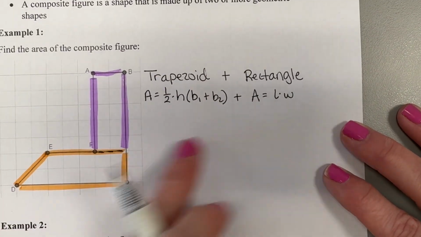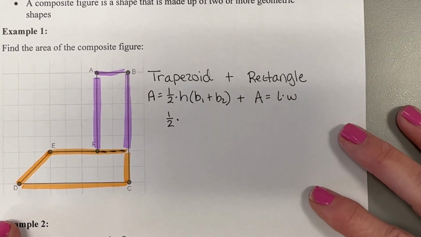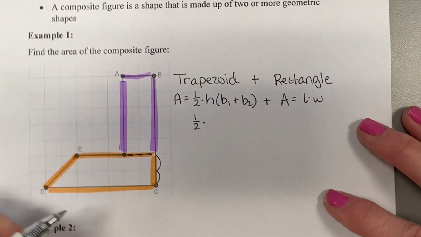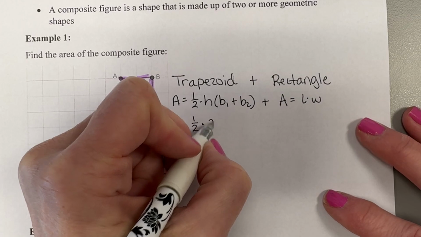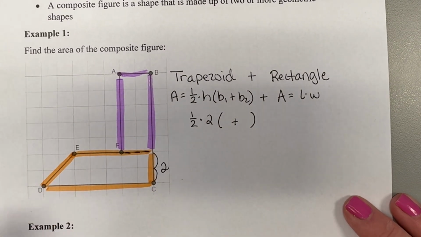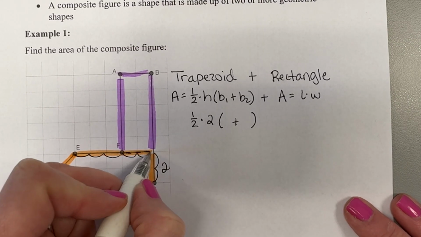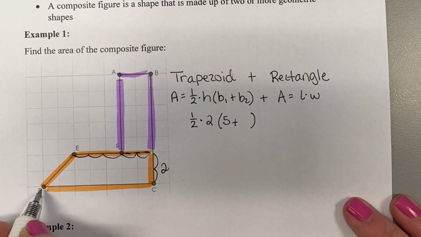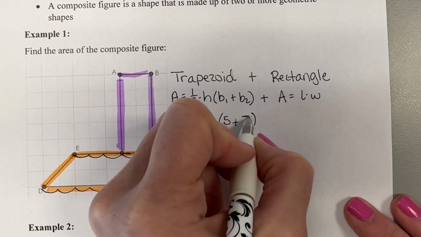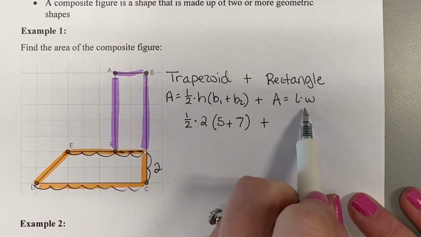Okay, so now we just have to fill in the dimensions. So here we're going to have 1/2 times, okay, the height of the trapezoid is going to be right here, 2 units. And then my bases, the nice thing about being on a coordinate plane is you can count. So base 1 is going to be 1, 2, 3, 4, 5. Base 2, 1, 2, 3, 4, 5, 6, 7. Okay, plus the area of my rectangle.